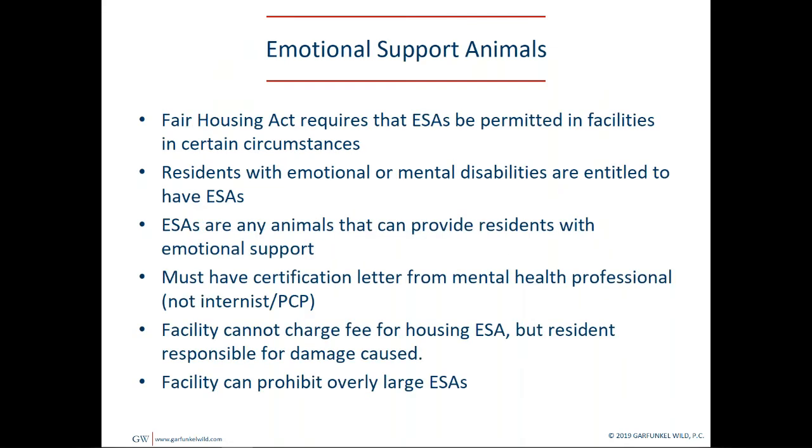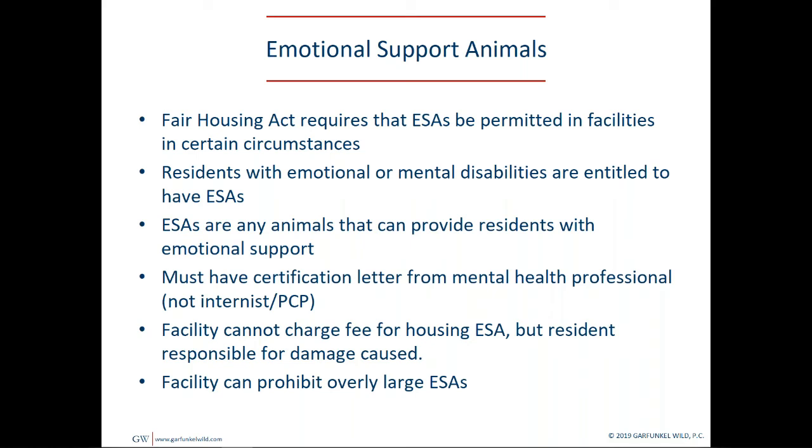Now, we just talked about service animals, so now we're going to go into emotional support animals, which is another whole area in and of itself. Because nursing facilities provide housing on a more than short-term basis for residents, nursing facilities are subject to the provisions of the Fair Housing Act. And the Fair Housing Act requires that emotional support animals be permitted in residential facilities. So unlike other healthcare providers, nursing facilities have to allow them on the premises.